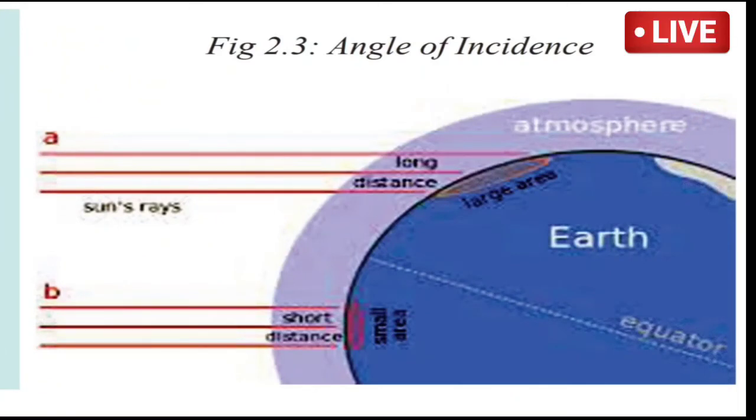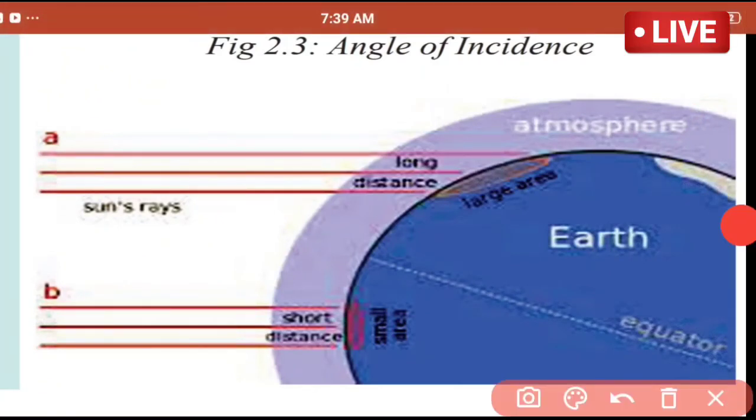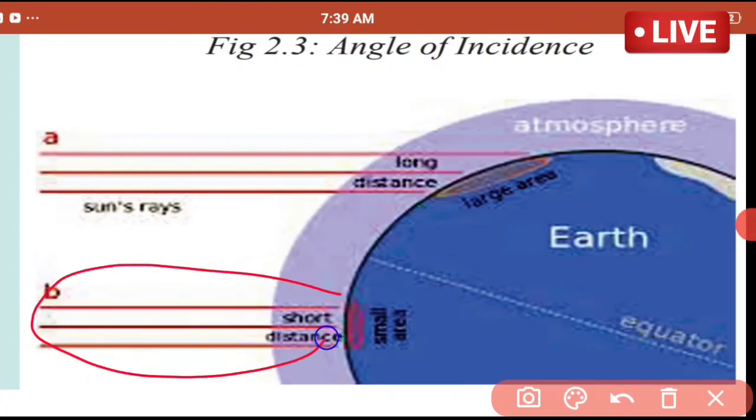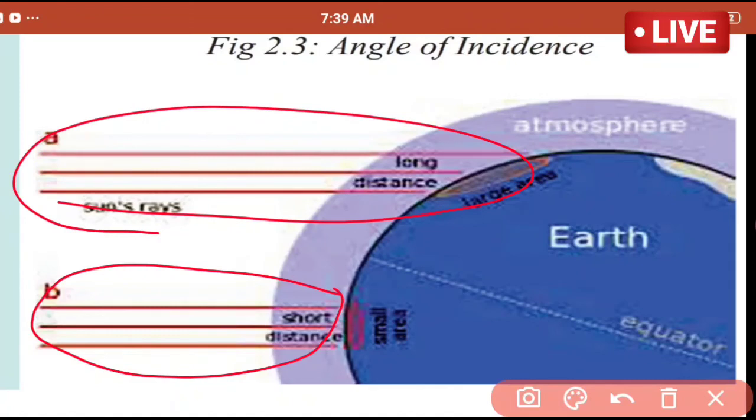See here the sun rays, the distance is very short. Here the distance is long. When the energy reaches the surface over a short distance, it produces more heat and light. Where the slanting rays, the long distance rays, fall on the earth surface, it produces lower temperatures. So this is the angle of incidence.